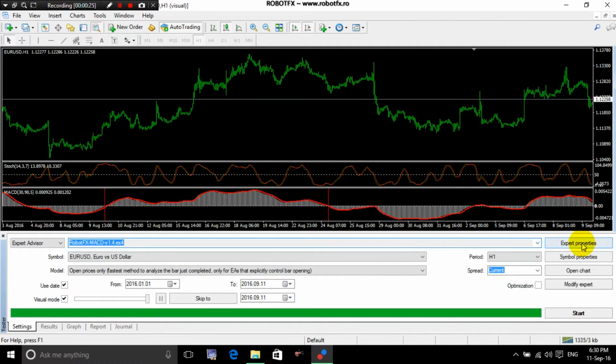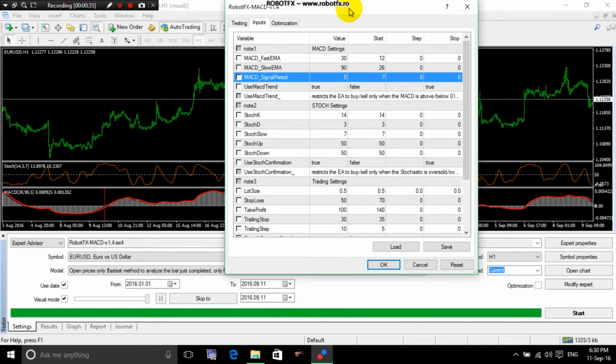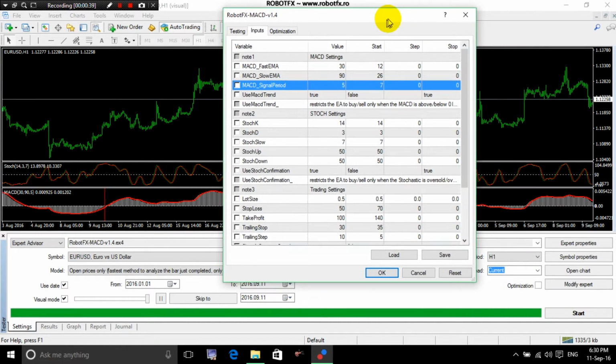Very fast about the settings. On the Expert Advisor, we have the MACD settings. By default, there are 30, 90, and 5 for signal. Find your settings for your trading style, your pair, your time frame. Find your proper settings. Don't rely on this. Test, and then trade on demo, and after that on a live account.